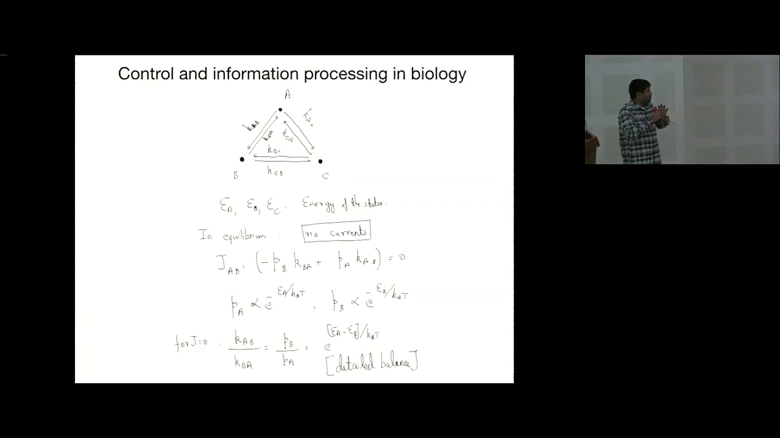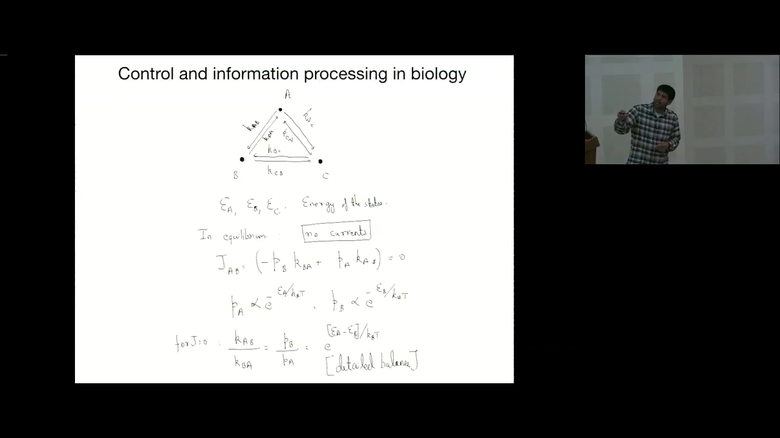And in equilibrium, we know that there are no currents, so that's a requirement of equilibrium. In equilibrium, we also know that the probabilities are given simply by the Boltzmann distribution. So the probability of being in state A is proportional to the exponential of minus EA divided by KBT, and the probability of being in state B is proportional to e to the power of minus EB divided by KBT. The requirement that there are no currents, in combination with the requirement that the probabilities have this Boltzmann form, simply constrains the ratios of rates along links.